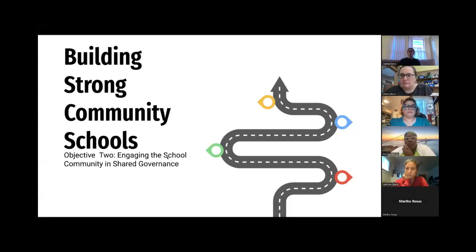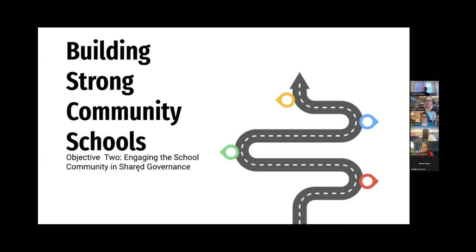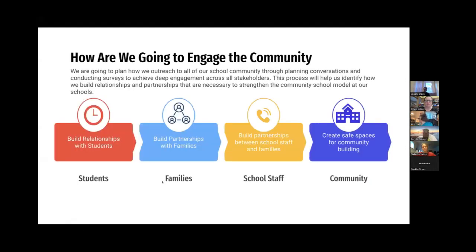We're here to focus on building strong community schools. We're really focusing today on the community needs assessment, which is around our objective 2 for this work that we're engaging in this academic year. And so one of the things that I want to frame for us is how we're thinking about the idea of engaging the community.